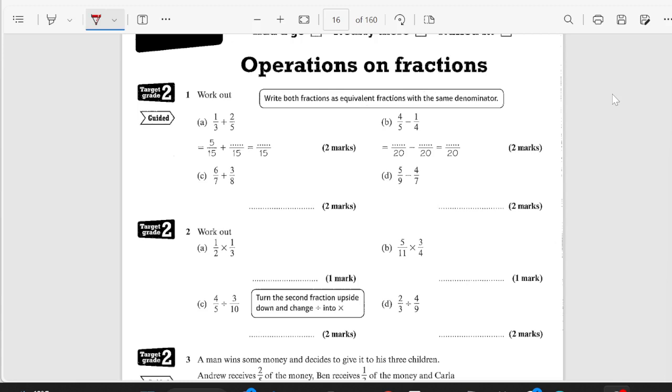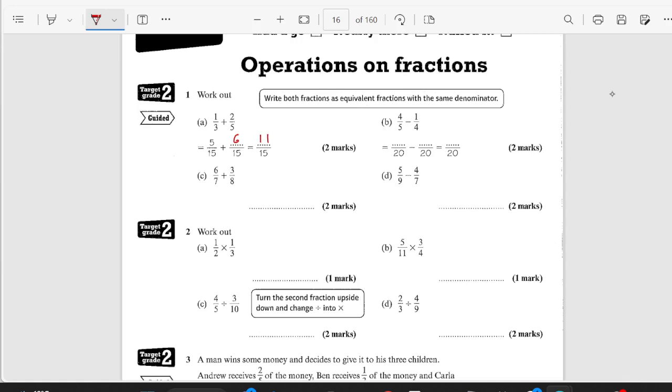To add fractions with different denominators, we need to make the equivalent fractions over the same denominator. So the lowest common multiple of 3 and 5 is 15. So the first fraction has been multiplied by 5, so the top number is also multiplied by 5. To get from 5 to 15, we times by 3, so we would need to times the numerator by 3 as well. So that would give us 6 out of 15. And then when we have them over the same denominator, we just add the numerators. So that would be 11 over 15.